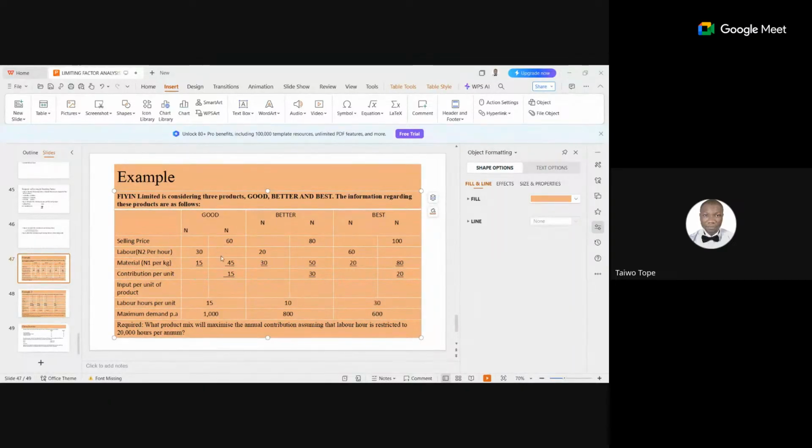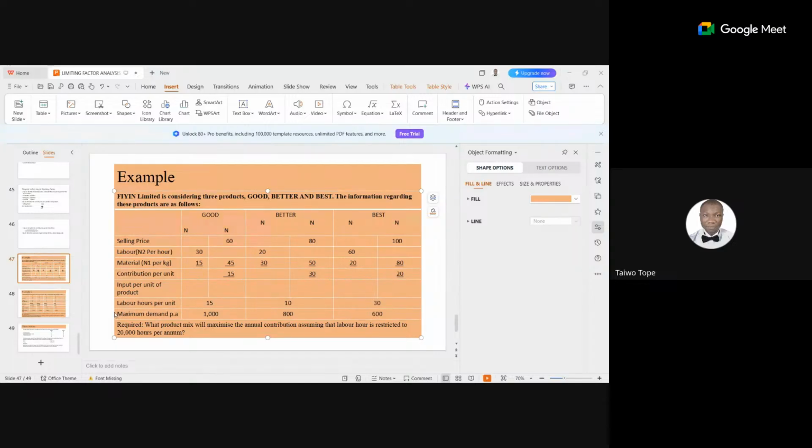So also for better, in that same order, that is how to get your contribution. So that input per unit of products is giving labor hours per unit: 15 for good, for better 10, for best 30. The maximum demand per annum, it means for good, in a year, the maximum demand expected is 1,000, for better is 800, for best is 600.